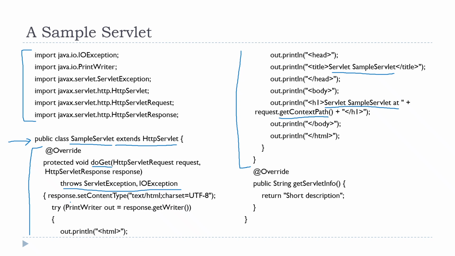Next, inside this doGet method, we are manipulating the response object so that we can set the response. Here we are calling methods of the response like set content type, then get writer, so that we can write to the response. Inside the out.println lines, we are simply writing to our response, and this is the response that we are going to return to our client. Next, we are overriding the getServletInfo method, which returns a string, which is just a short description of the servlet.